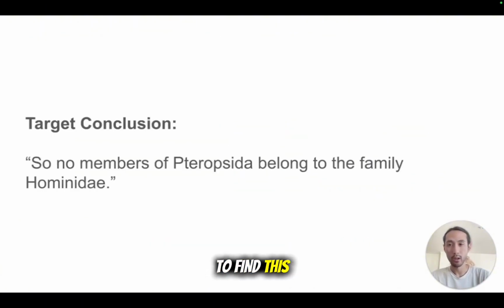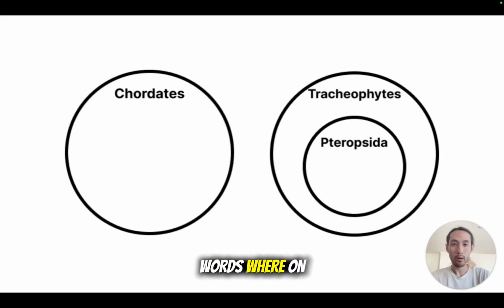Now we need to find this target conclusion and how to get there. So no members of Pteropsida belong to the family Hominidae. Or in other words, where on this Venn diagram can we draw the circle set for Hominidae such that it does not overlap at all with Pteropsida? Okay, so let's look at each answer choice.